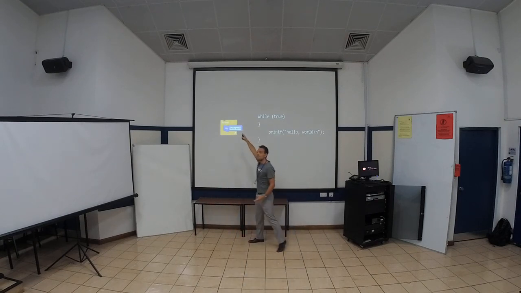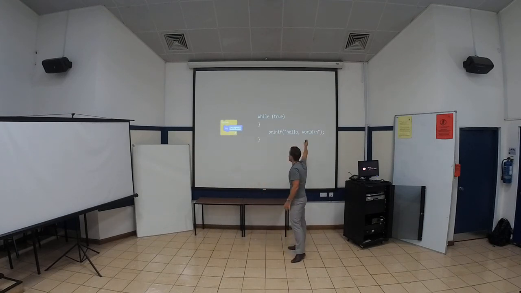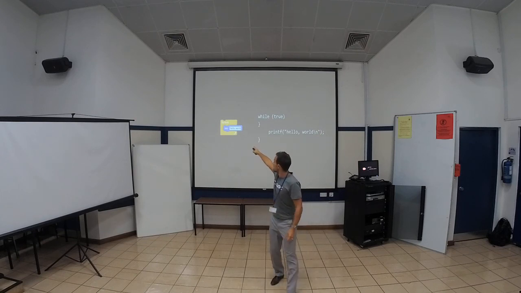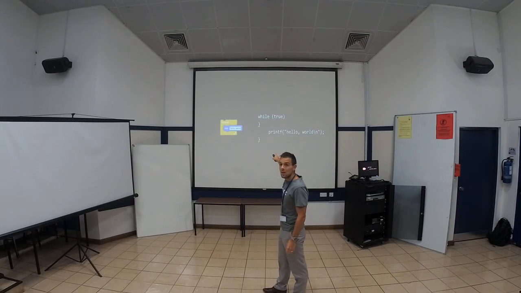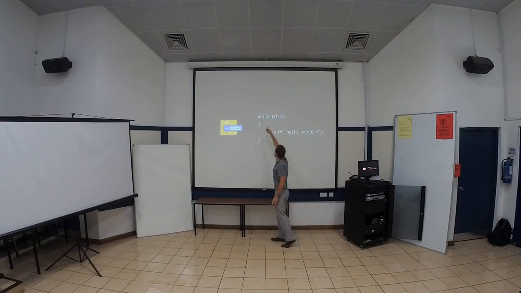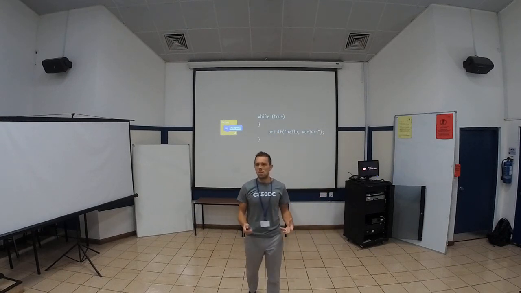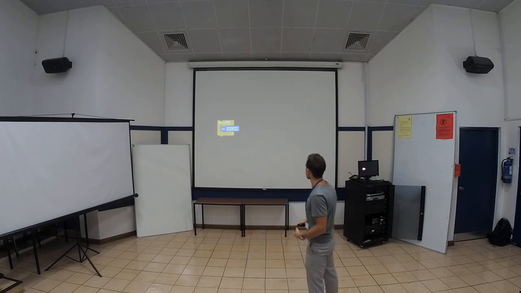Just like forever, do these things. While true, always going to be true. Printf, hello world. So if you'd use this block here in Scratch, this is how it would be implemented in C. Again, you'll notice we've got the curly brackets here, the parentheses at the top, and this semicolon here. Again, things that may seem quite cryptic, but you will get used to using them.